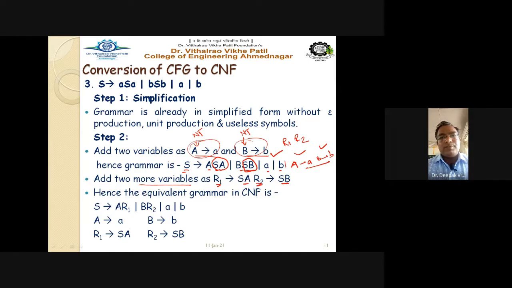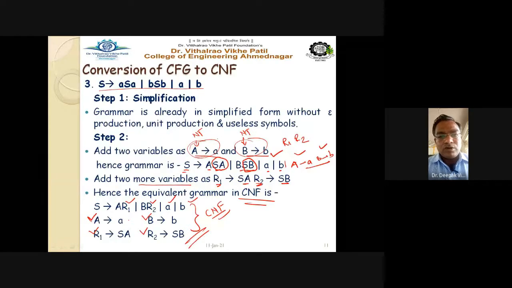So the final grammar in CNF is very simple. I can write here A R1, B R2, small a, small b. These are the two rules we have introduced. First, capital A produces small a, capital B produces small b, and R1 produces SA and R2 produces SB. So all these rules are in Chomsky normal form. So I can say that this is the given grammar, the CFG, and this is the equivalent normal form of that particular grammar. Getting this point?